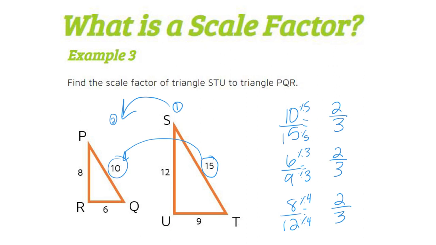So if you notice, the only difference on example 3 from example 2 was the fact that we went from larger to smaller this time. So that means our number had to be less than 1, which we got 2/3, which is less than 1. It is also just the reciprocal of our example 2, because we got 3 halves when we went from PQR to STU. Now we're going from STU to PQR, so it just flipped, and we got 2/3.